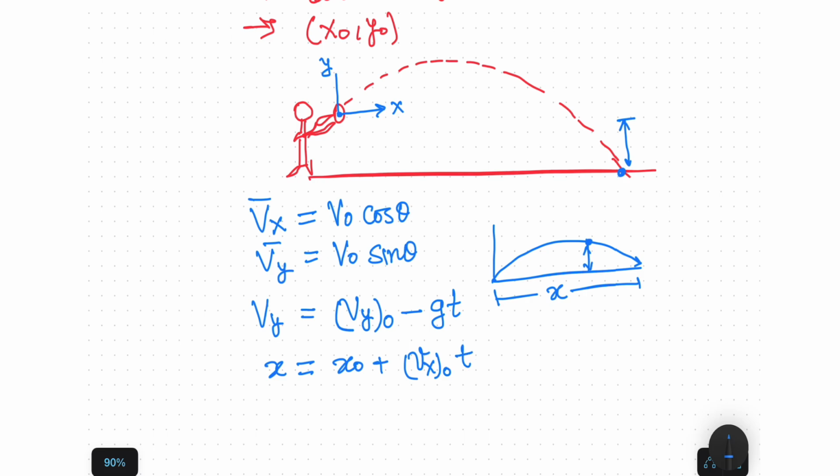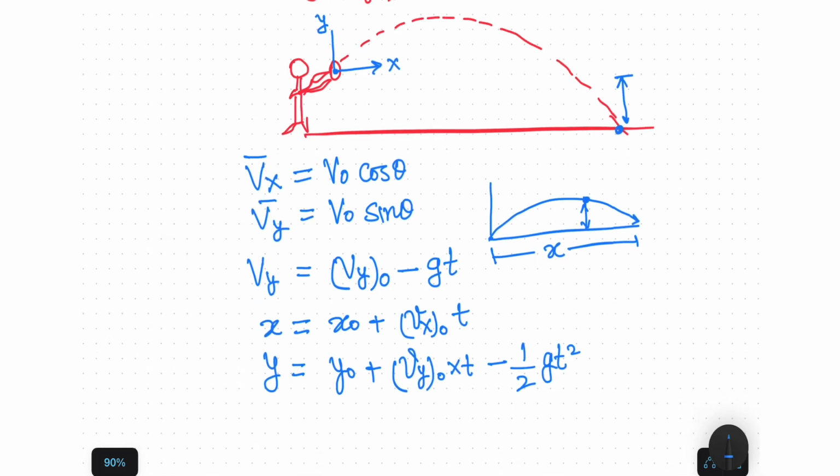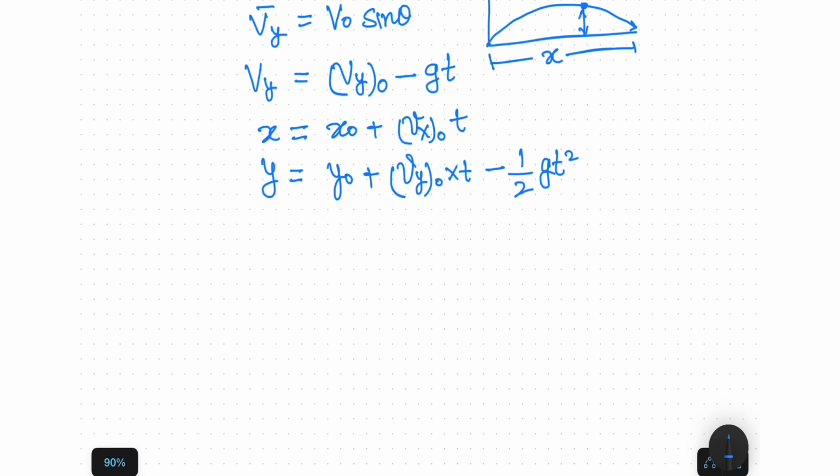Okay, so you can find the range based on the time. Similarly, you can also find the y height, that is the height in the y direction, using y naught plus vy naught multiplied by time minus half g t square. This can be used for y direction calculation. Now we have a very important formula, and that is about the velocity of y.